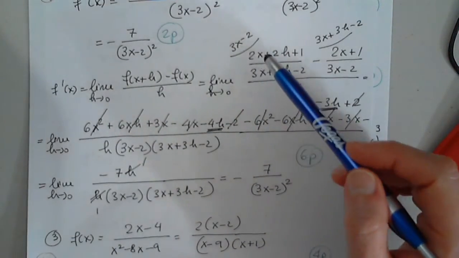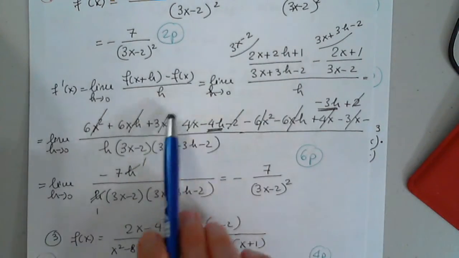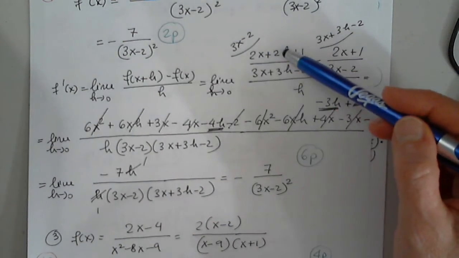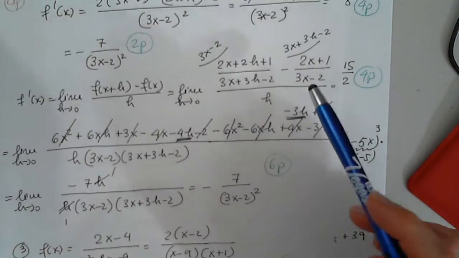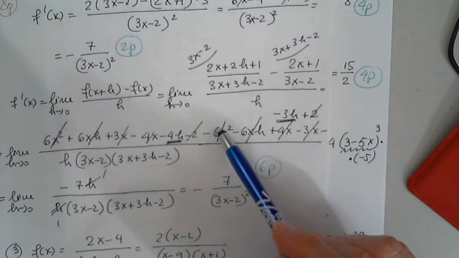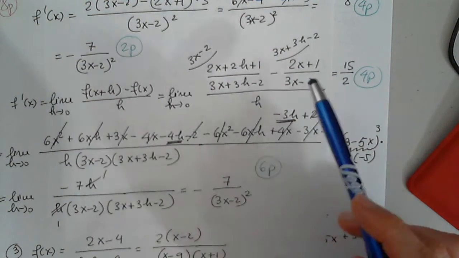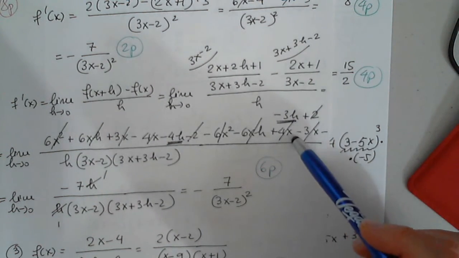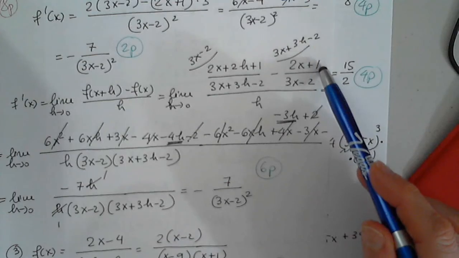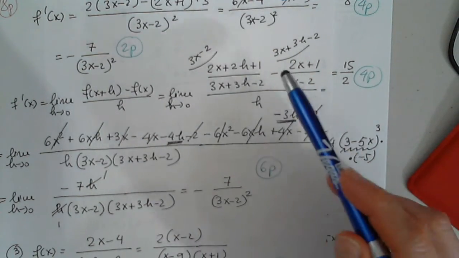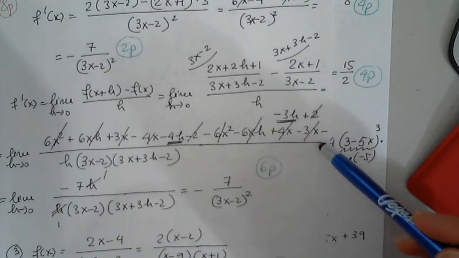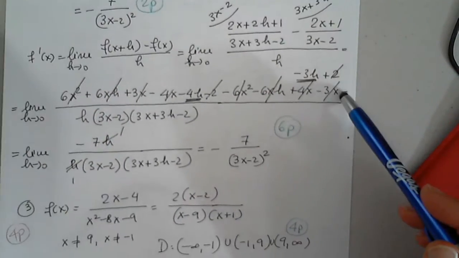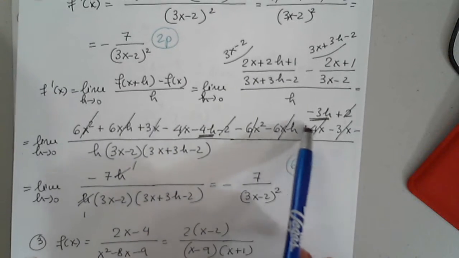So now let's see. This is 6x squared, and then 6xh, and then 3x, and then minus 4x, and then minus 4h, and minus 2, and now minus 2h times 3x, minus 6xh squared, minus 6xh, and then plus 4x, and then negative 1 times 3x, negative 1 times 1 times 3h, I ran out of room, sorry about that, and then plus 2. So all terms have to go away.